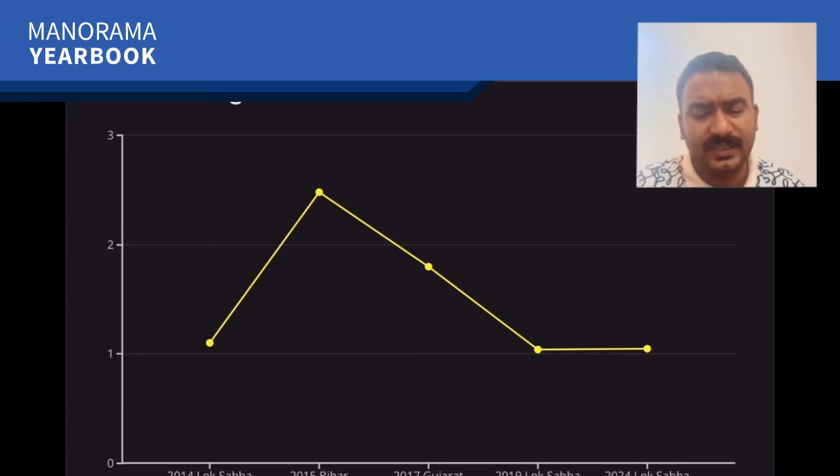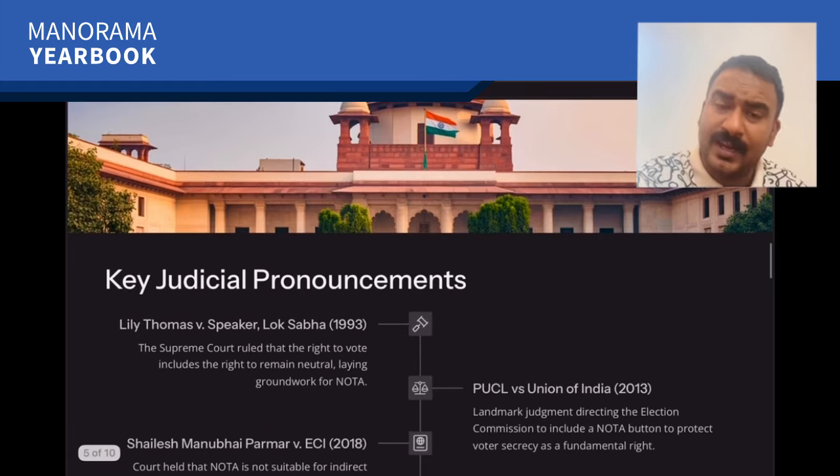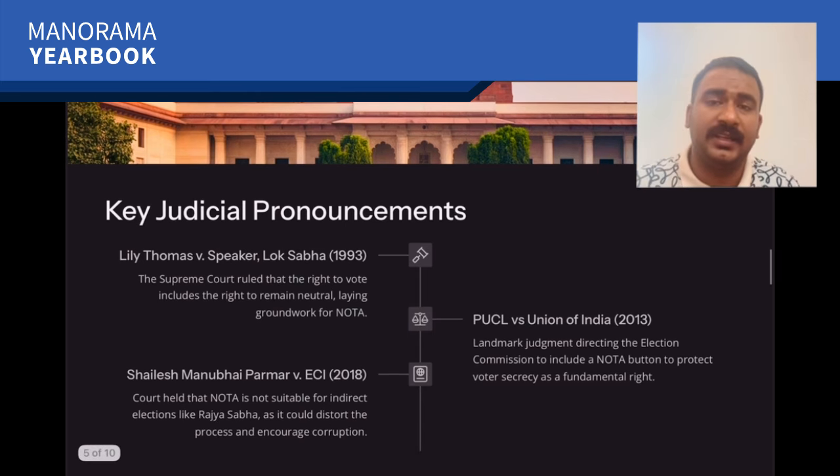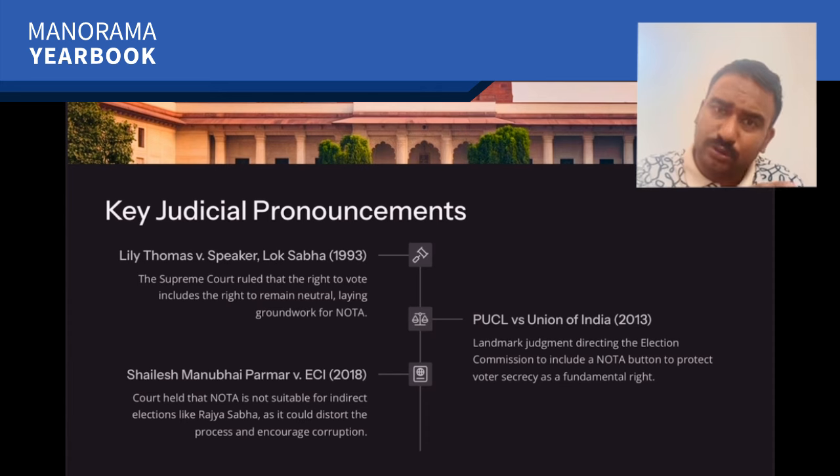Now, let's turn to some of the key judicial pronouncements related to the none of the above option. Apart from the People's Union for Civil Liberties judgment, we must also note the Lily Thomas versus Speaker of Lok Sabha 1993 case, where the Supreme Court ruled that the right to vote includes the right to remain neutral.